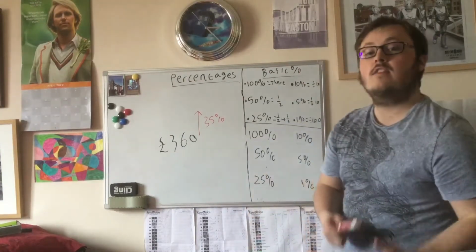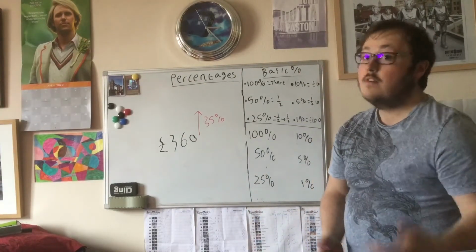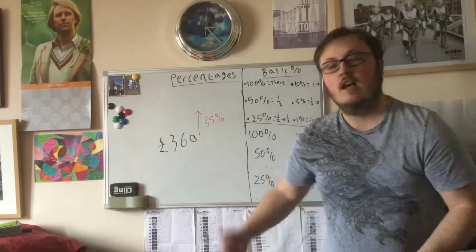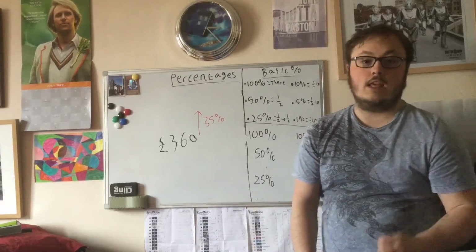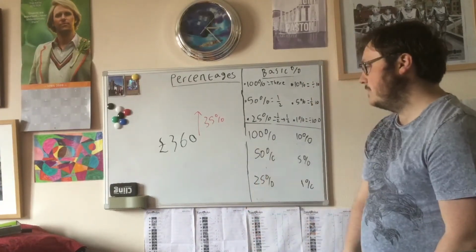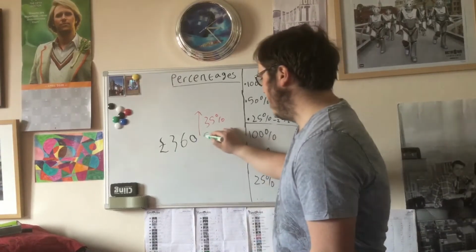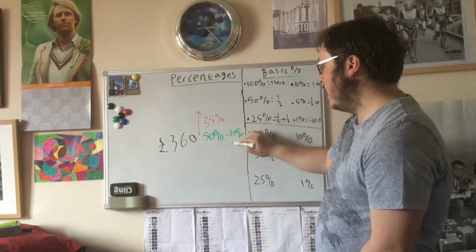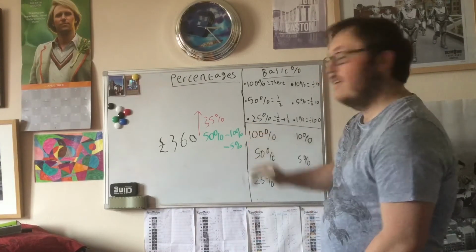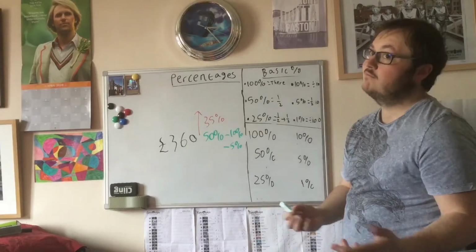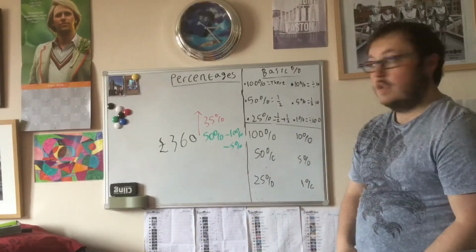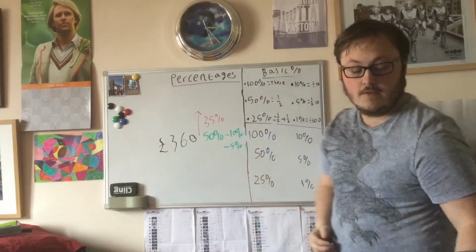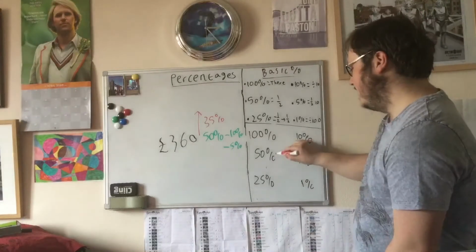So we got to find 35%. There's 2 ways we could do this. We could do 10%, 10%, 10%, 5%. Ugh, I'm getting bored even thinking about it. What about 50% minus 10% minus 5%? Could work. It's quicker. So, what is 50%? Well, that's 360 halved. 360 halved is £180.